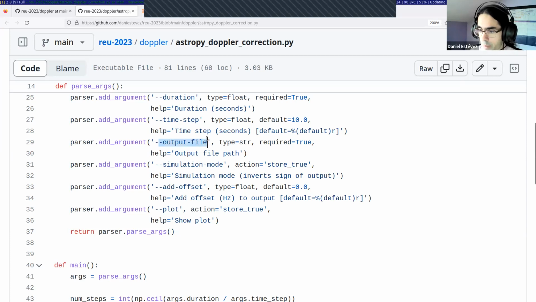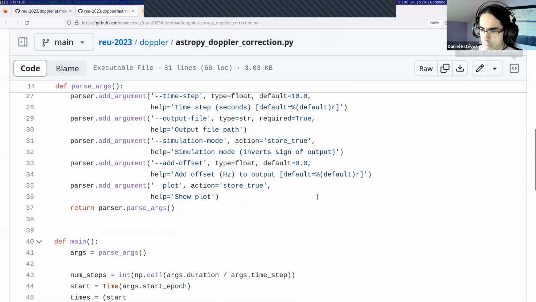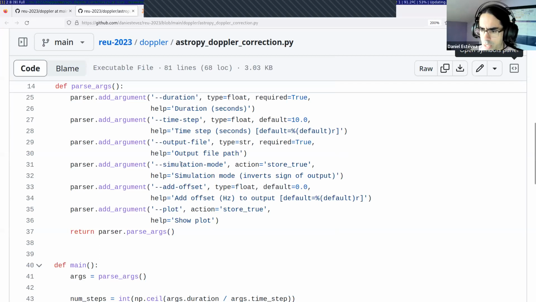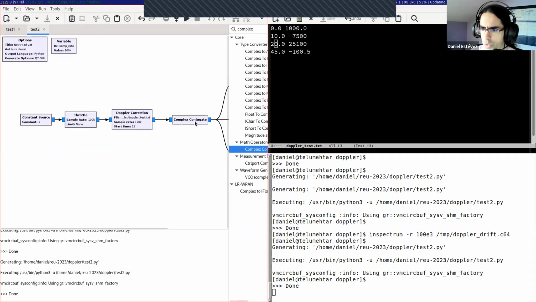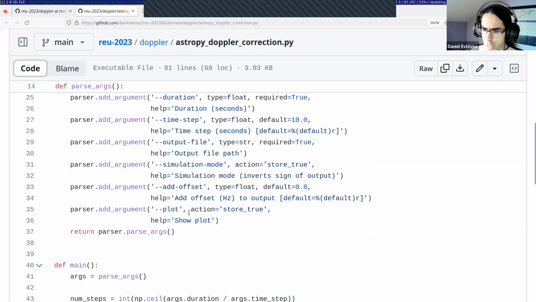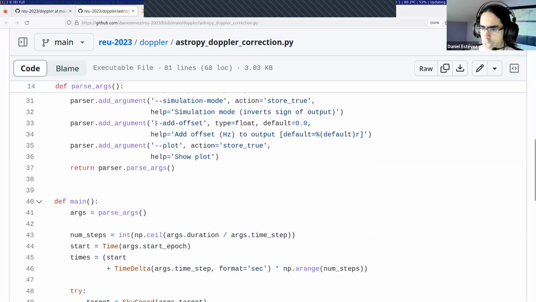Output file is the path of the file we want to write. Then we have the simulation mode. So the simulation mode inverts the sign of the output, and that's used so that you do not need to include the complex conjugate. So rather than including the complex conjugate, it will change the signs of all of the entries, and then you can forget about this thing. We can also add an offset to whatever data we are generating. And why would we want to add an offset?